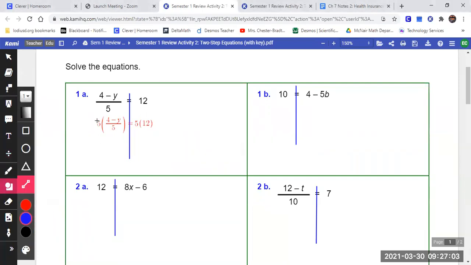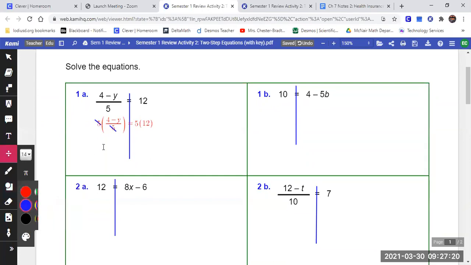This divided by 5 became a big 1 with the multiply by 5. Because remember, when you multiply, that's a 5 on the top and that's a 5 on the bottom, so they canceled out. So we have a 4 minus y left on the left-hand side. And then we go do the math for the right-hand side. The 12 times the 5 makes what?